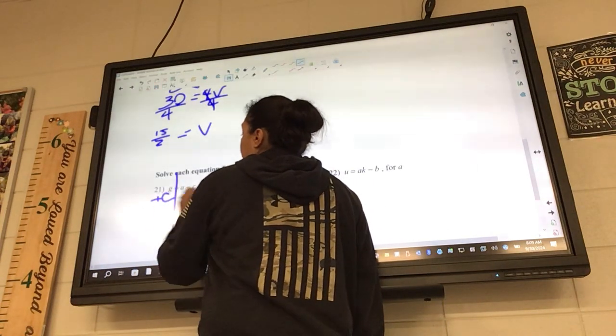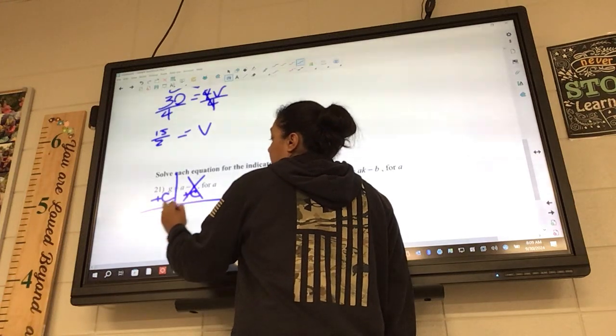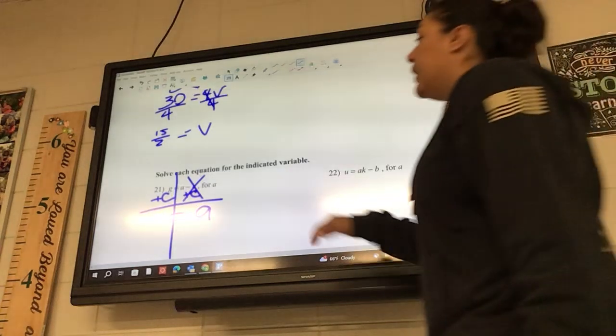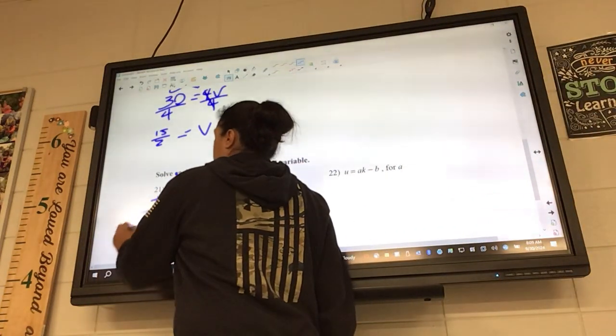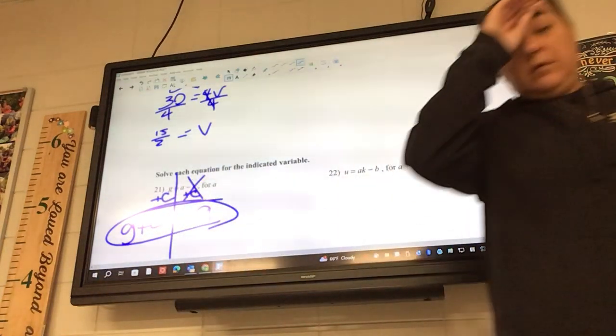Plus C. If I do it to one side, I have to do it to the other side. Okay, and so on this side, I just have A. Okay, on the other side, I now have G plus C. Okay, and so this one is done.